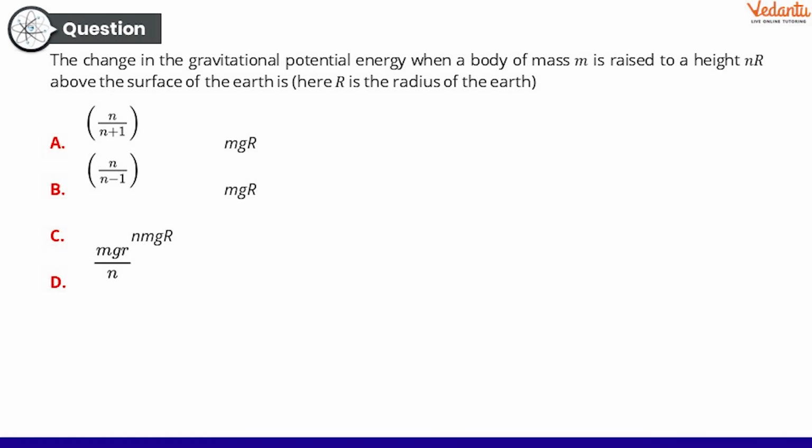The change in the gravitational potential energy when a body of mass m is raised to a height of nR above the surface of the earth is, in brackets, here R is the radius of the earth. Option A, n upon n plus 1 into mgR. Option B, n upon n minus 1 into mgR. Option C, nmgR. Or option D, mgR upon n.